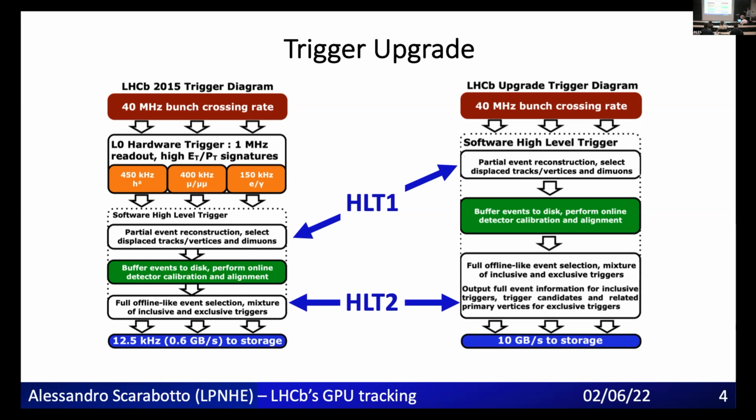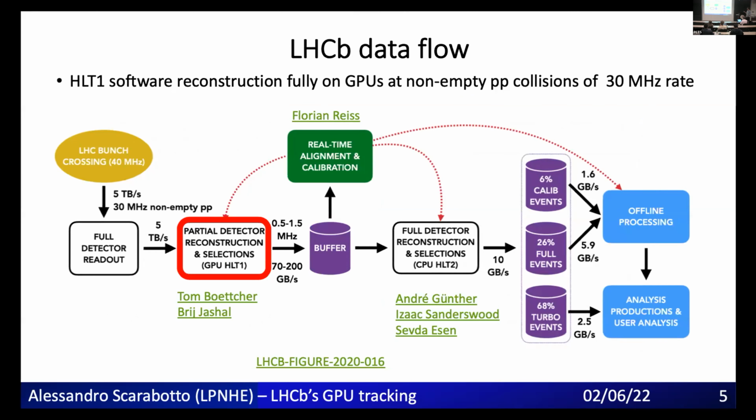I want to show you how the LHCb data flow works, showing this plot that we saw also yesterday. We have the LHCb bunch crossing at 40 megahertz. Actually, 30 megahertz are non-empty pp collisions. We have a full detector readout, and then we go into our software trigger, which is divided into HLT1, which is fully on GPU. We saw a talk, the very first talk, by Tom, and we'll see also today a talk by Bridge about tracking in HLT1. Then we have a buffer, and we have some time to do alignment and calibration.